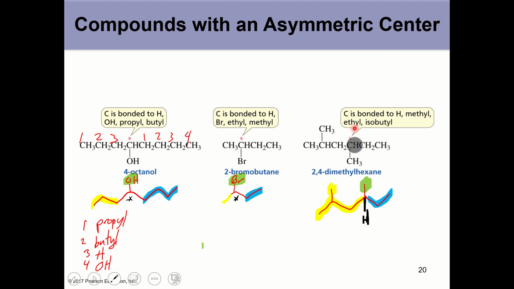Now we can go on to the next branch point and identify if the groups are the same. I have a sec-butyl group, or a 4-carbon group with a methyl branch. 3-carbon group with a methyl branch. 1, 2, 3, methyl branch. I have a methyl group, and I have an ethyl group, and I have a hydrogen. That is 4 different groups. That is an asymmetric center.